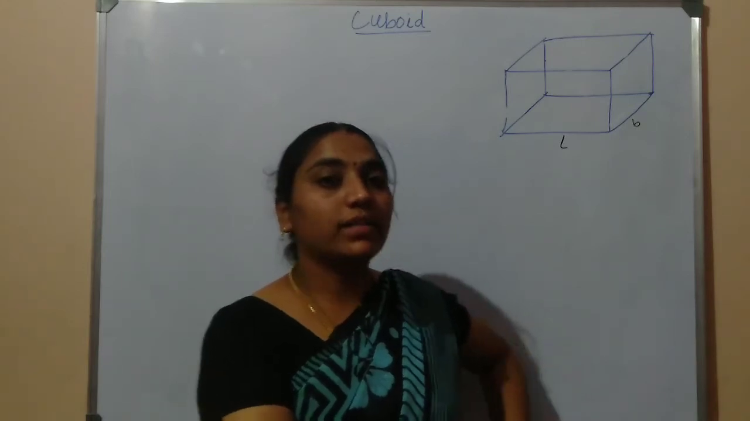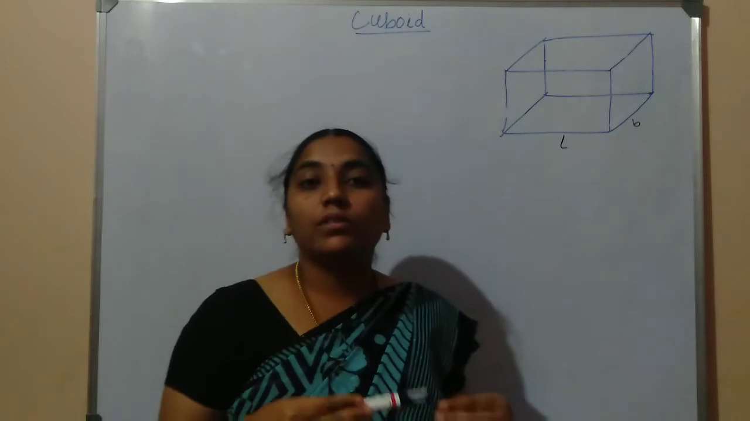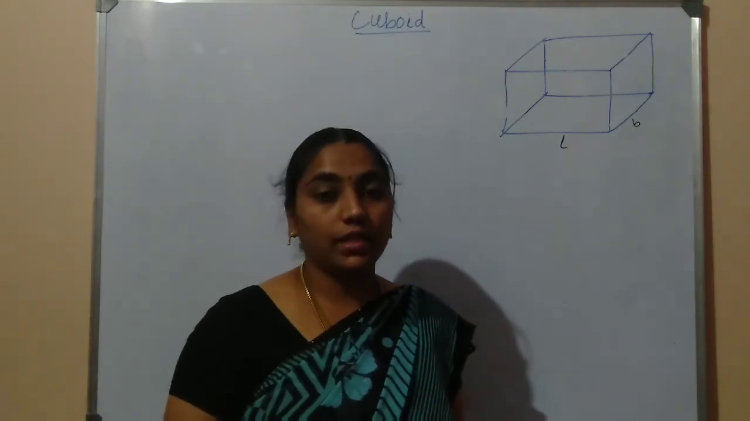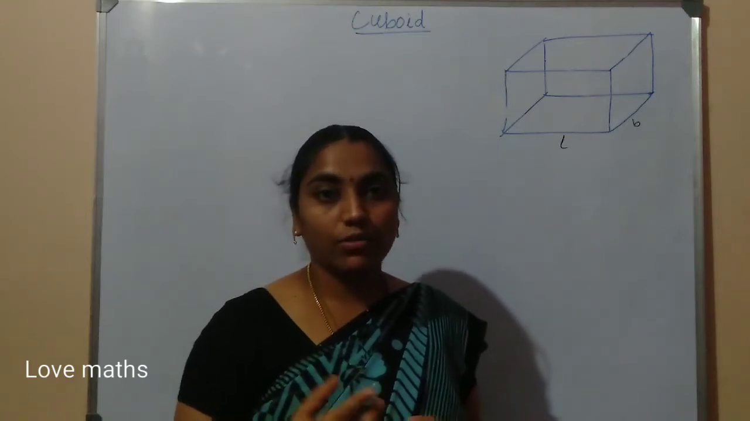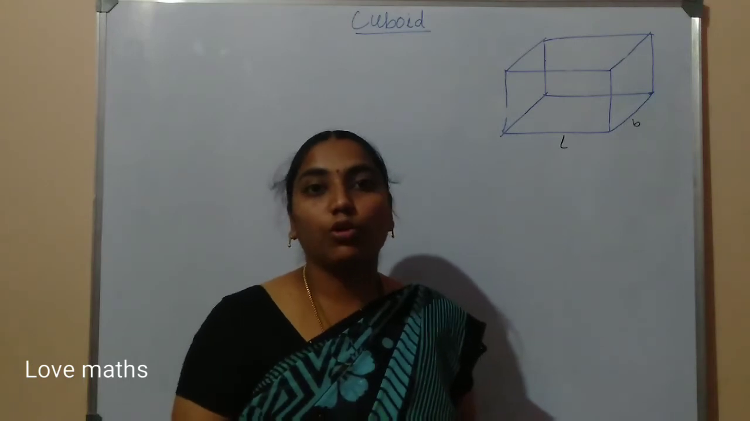Welcome to Love Math. Today we are going to see about the topic of cuboid. What is a cuboid? Total surface area, lateral surface area and volume formula. How to solve the sums, we also have to see in the video. Before that, first we have to know what a cuboid is.